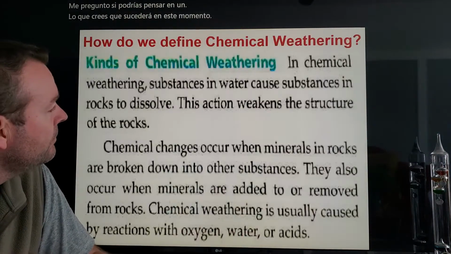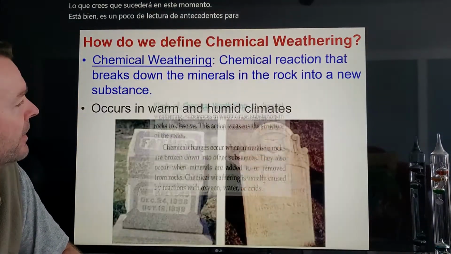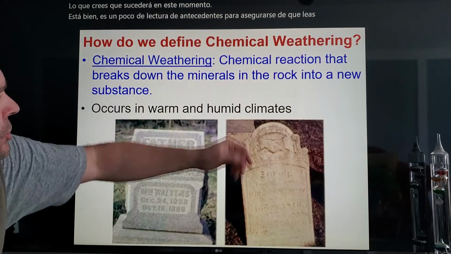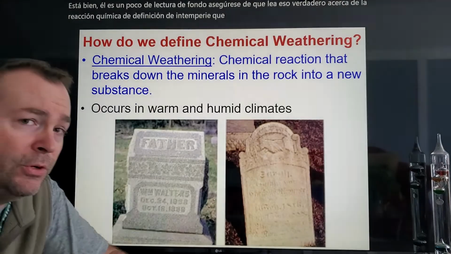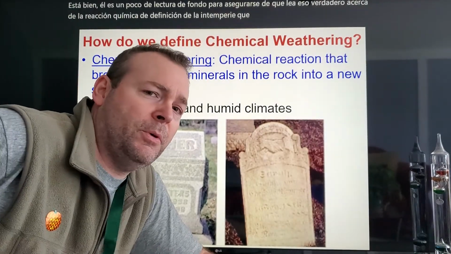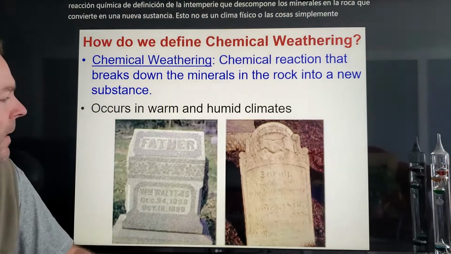Okay? All right, here's a little background reading. Make sure you read that through. Tells you about chemical weathering. Here's your definition: chemical reaction that breaks down the minerals in the rock. It turns into a new substance. This is not like physical weathering where things just get smaller. You're actually changing the chemical composition.